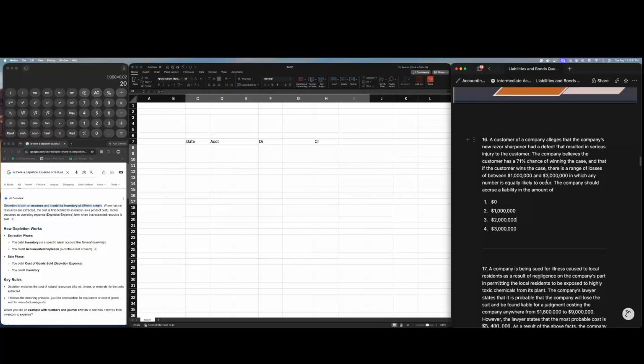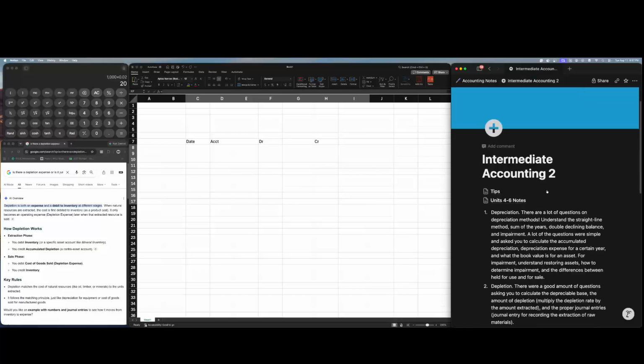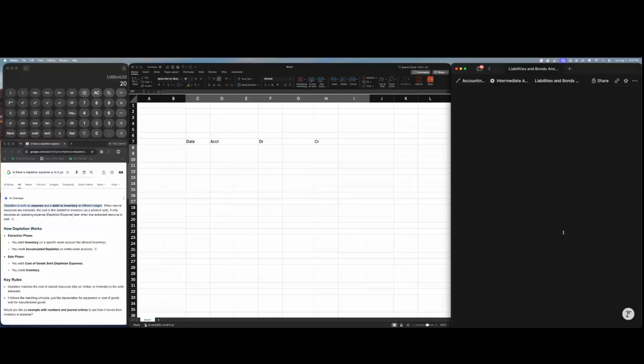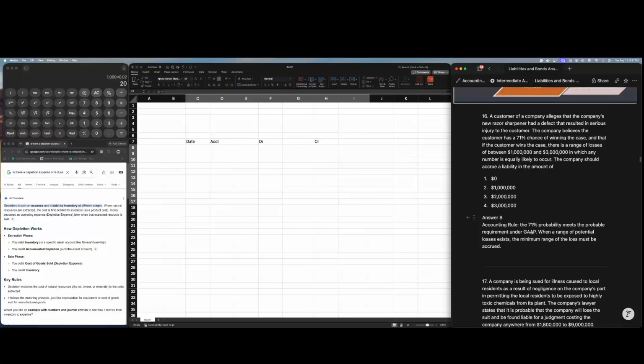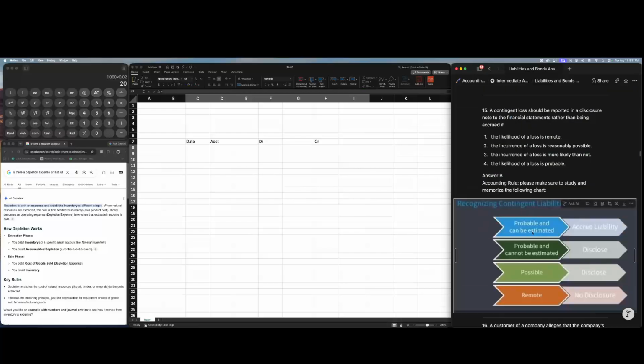So let's see. A customer of a company alleges the company's new razor sharpener is defective. There's a 71% chance of winning the case, so it is probable. If they win, the range of losses can be a million to 3 million. So what is the amount of liability? That's a really good question. If it is the probable requirement under GAAP, then it's the minimum amount of loss. So it will be $1 million of loss.